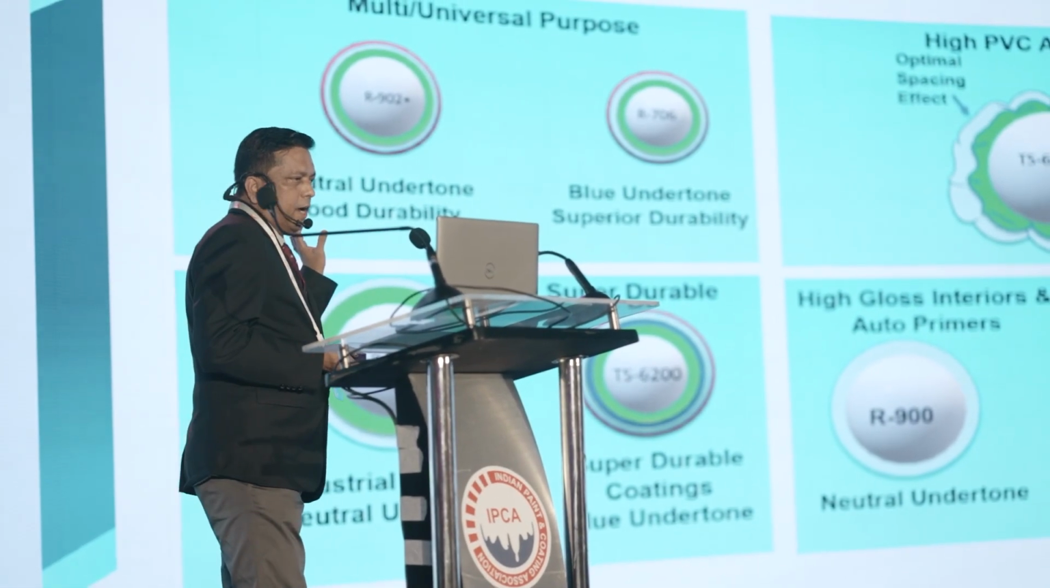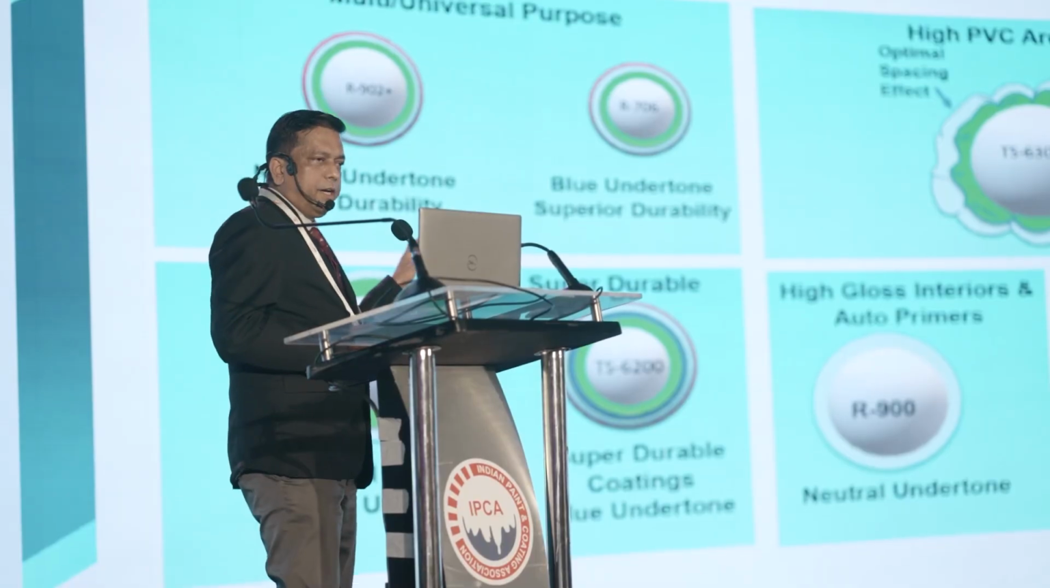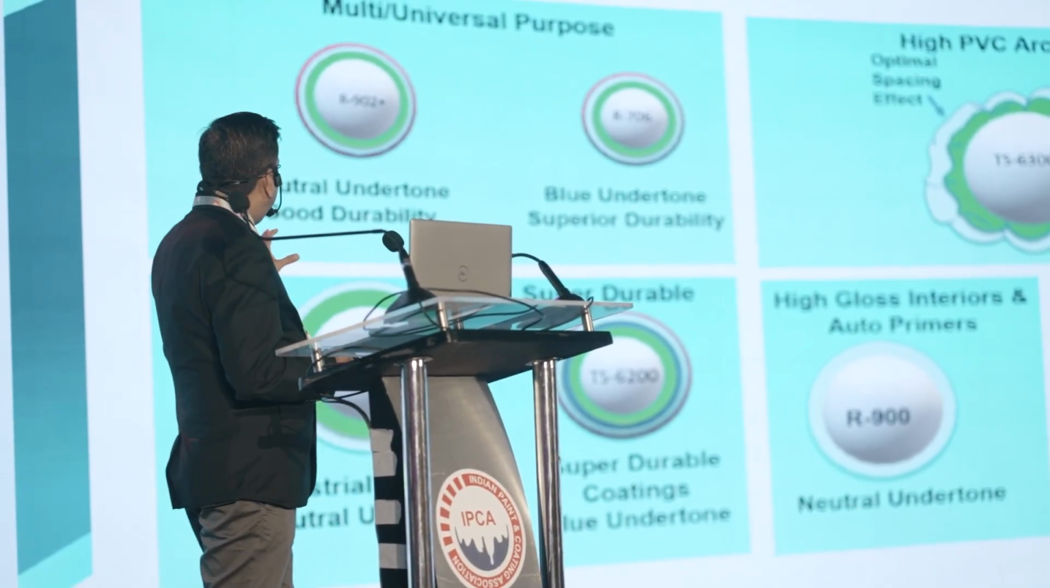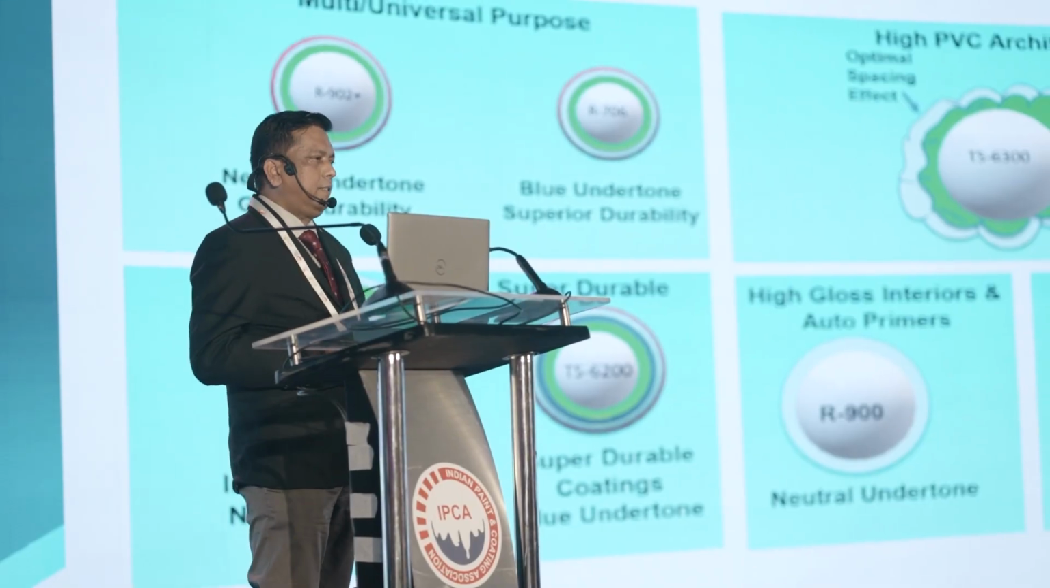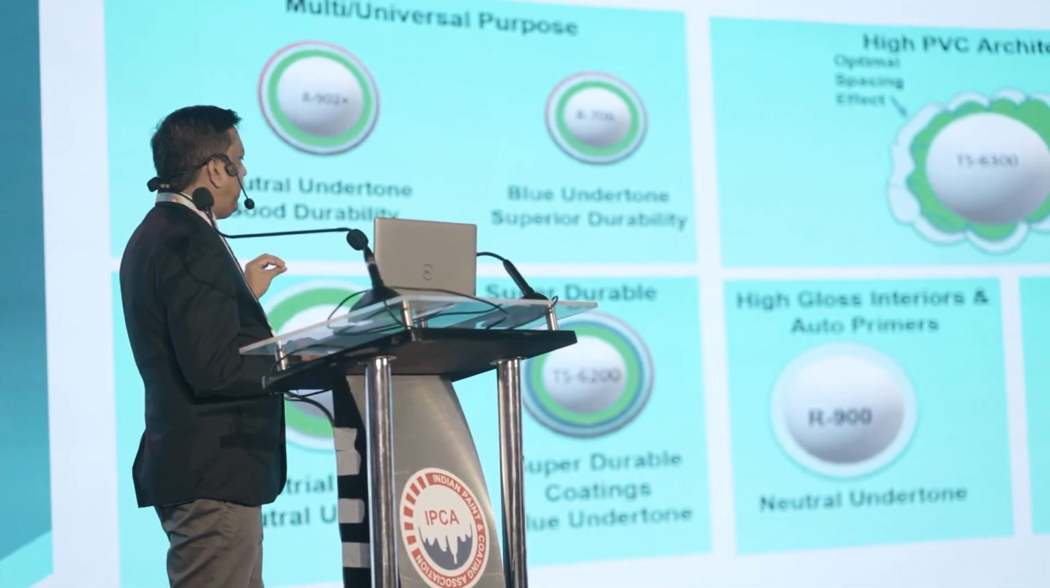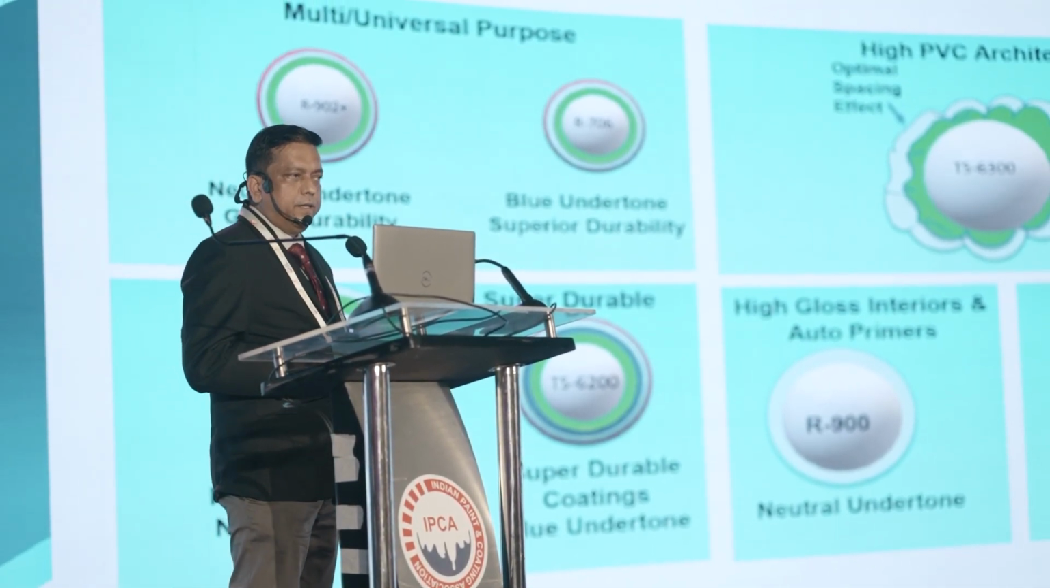So this is, at a glance, all our 7 grades. Our R902 plus, which is a very popular grade in India for coatings, has a neutral undertone because of the bigger particle size and good durability. Most companies in India are using this grade and have very good confidence from years of performance.